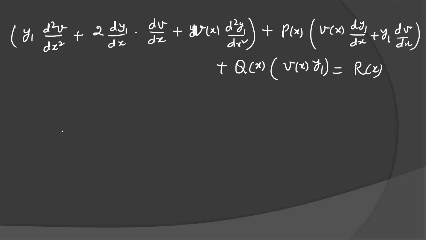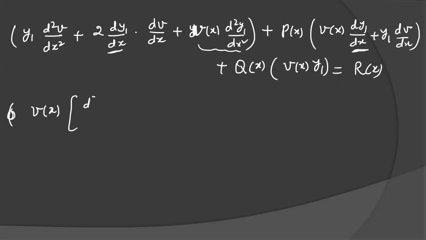Now, collect the derivative of y1. So y1 is here. First, we can see that y1 has a double derivative here. Okay, dy1 is also here, dy1 is also here. So first I am going to collect the coefficient of v(x) actually. Collect the coefficient of v(x).